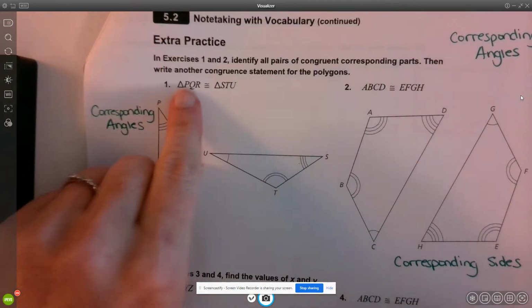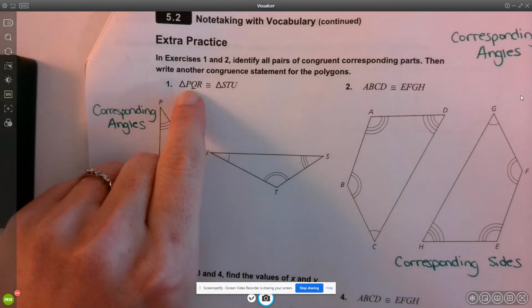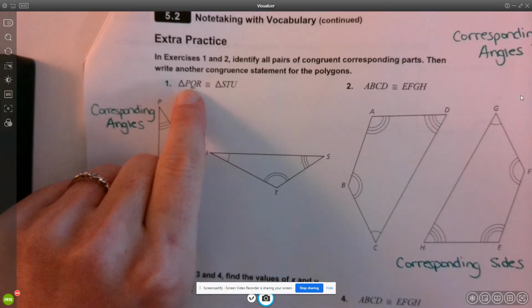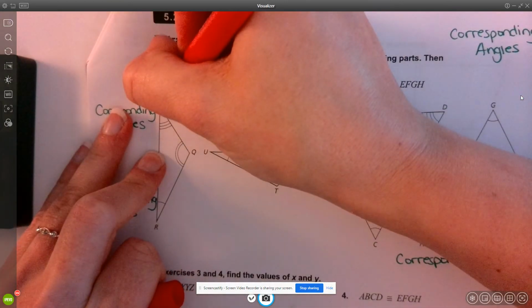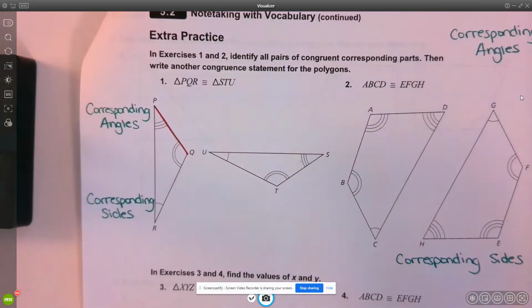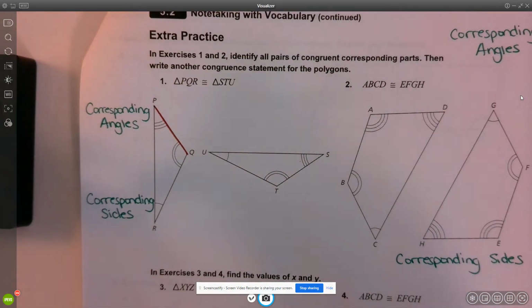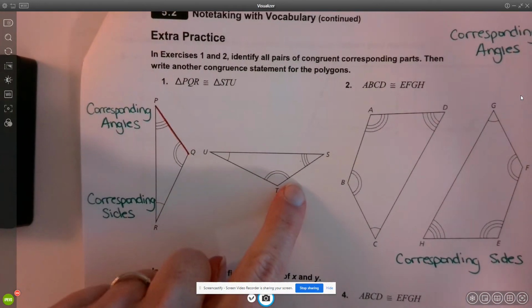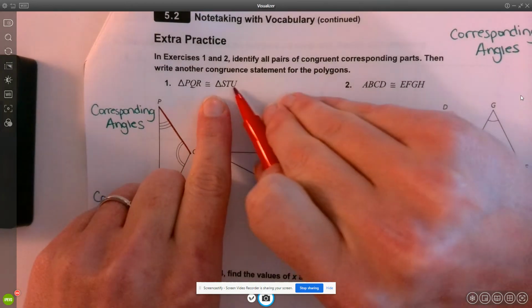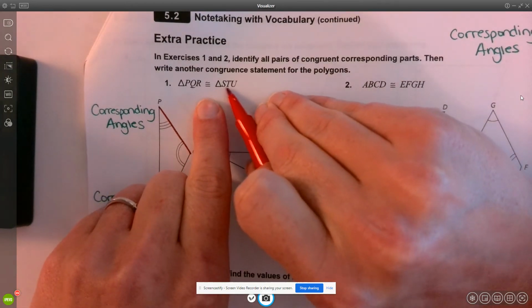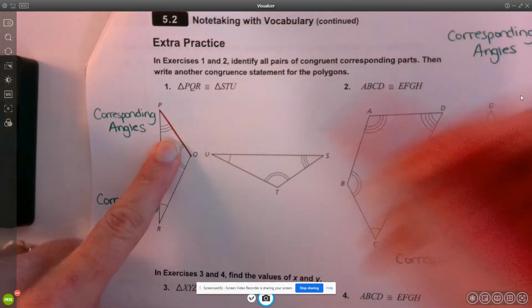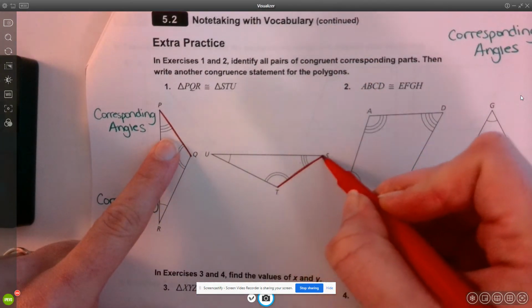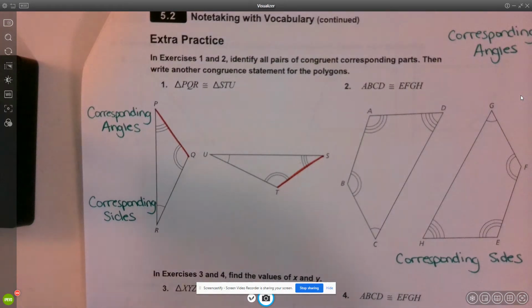So what I mean by that is, let's look in our first triangle, triangle PQR. P and Q are next to each other. So I'm going to highlight side PQ in red. Its corresponding part over here, if I look in this triangle name, S and T are next to each other first. So PQ corresponds to side ST. I'm going to highlight them with the same color.